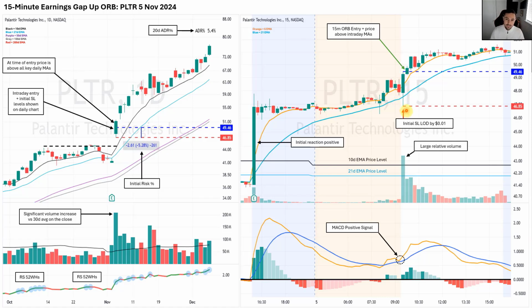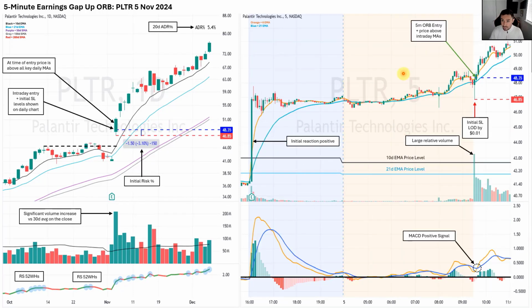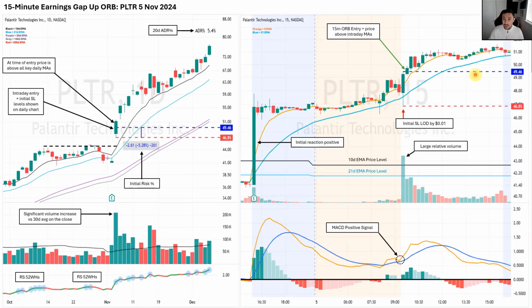What do you see with the 15-minute? Again, a lot of things here. Positive MACD. The price at the entry point, where the entry point was, I was taking PLTR on a 5-minute ORB instead of a 15-minute ORB. So my entry was coming through the height of this bar in here, but on a 15-minute ORB, the entry point would now be 49.46.